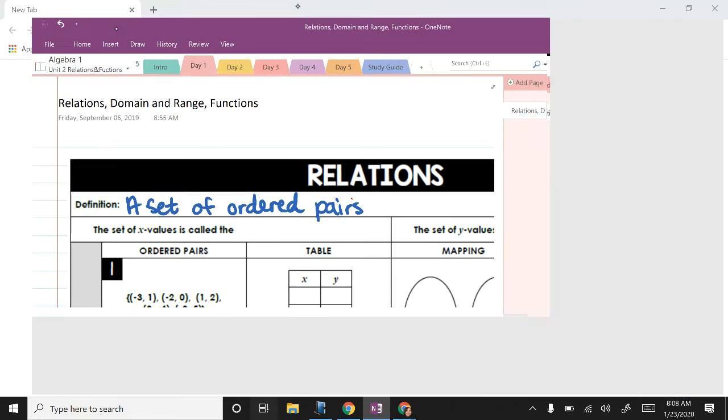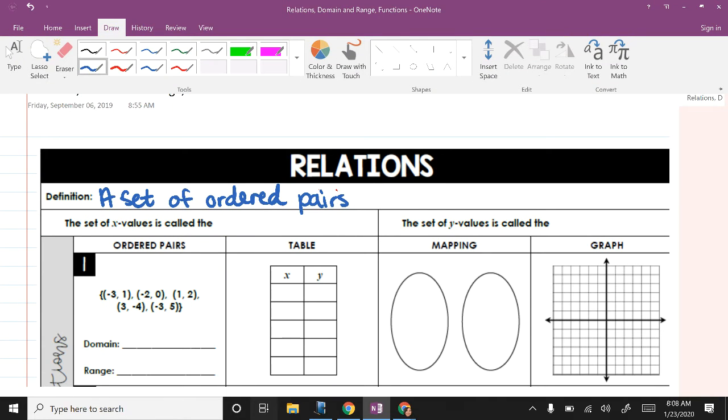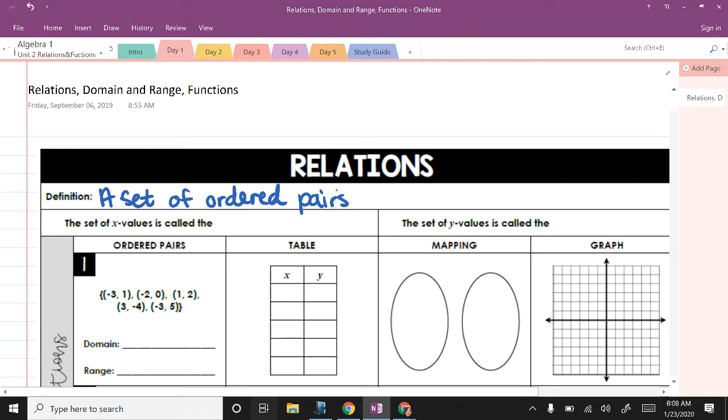All right, and I'm going to fix my pen, y'all. It's a little too thick. All right.